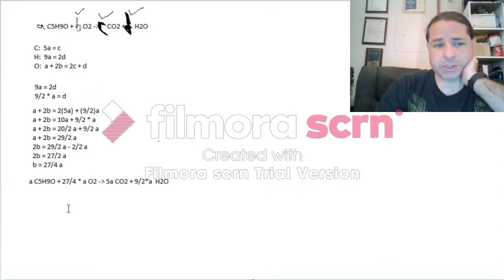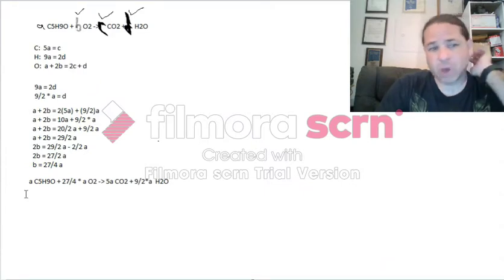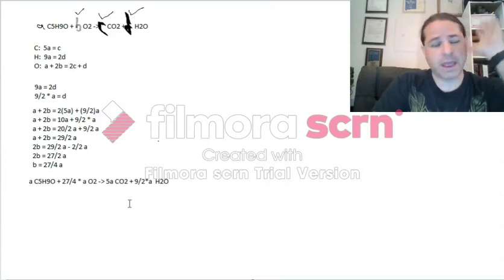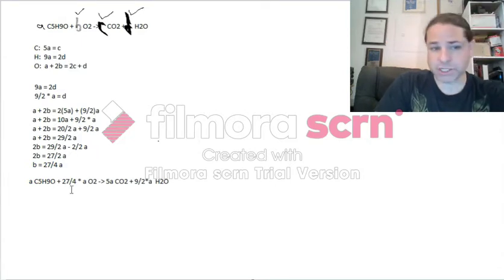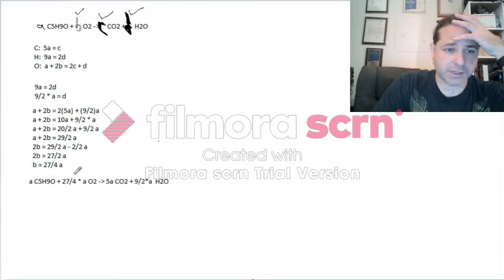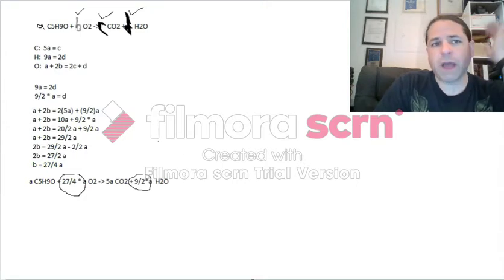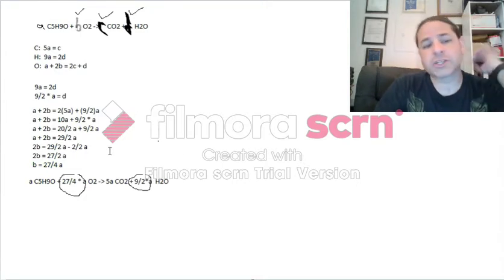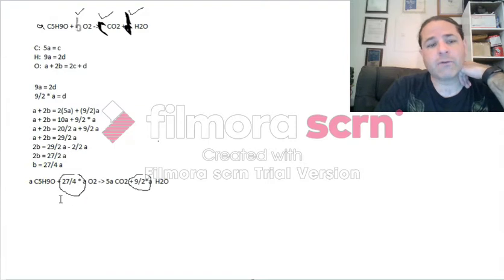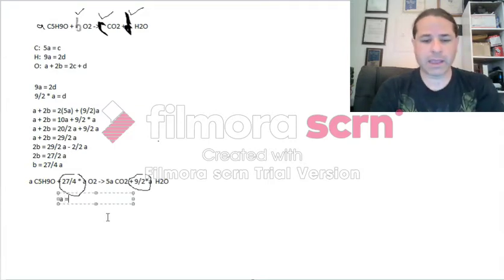But in chemistry, we like to have the smallest coefficients we can, and we like to not have fractions for coefficients. So looking at this, I have two fractions to deal with. I've got this one here and this one here. So I'm going to choose A to make those fractions go away. I'm going to choose A equal 4. So if we do A equals 4.